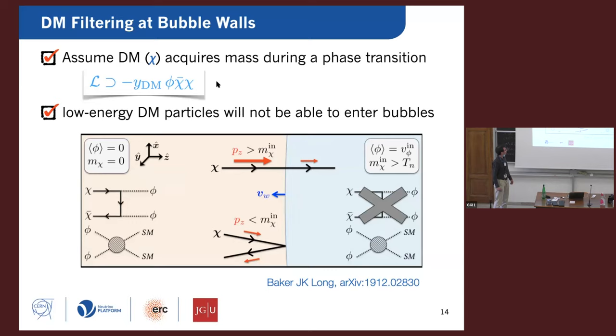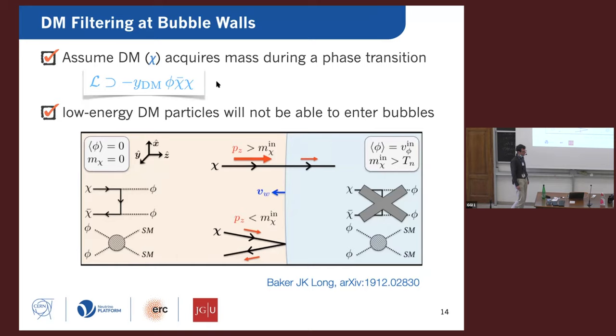Well, and here I already drew the diagrams, some effective diagram that keeps the scalar in thermal contact with the standard model. That's just to get rid of the overdensity of phi that we produce. And that can be realized, for instance, through the Higgs portal.